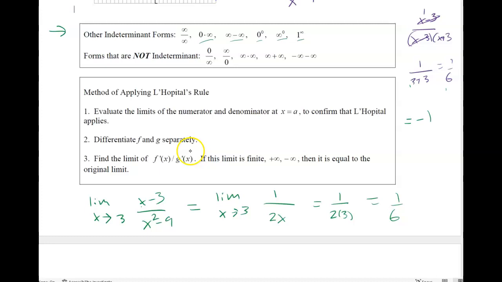Before, we were limited to only being able to handle them when we had things that factored out. But this allows us to find the limit of functions like sine x over x. And that sine of x at x equals 0 would be 0. X would be 0. You can take the derivative of the top, derivative of the bottom, and find out that that limit is actually a 1. So we're going to see some examples in a moment. That is the introduction to L'Hopital's rule. And now we're going to move on into some examples.